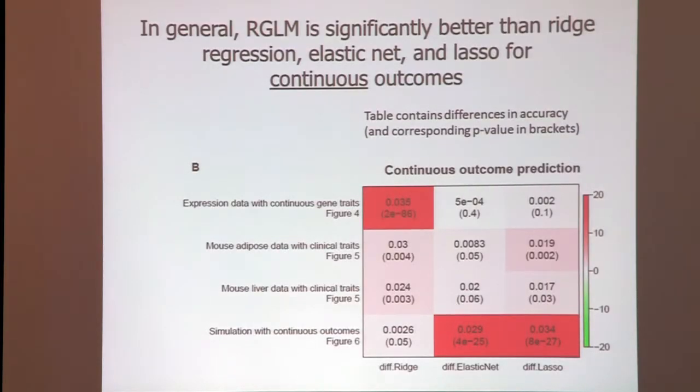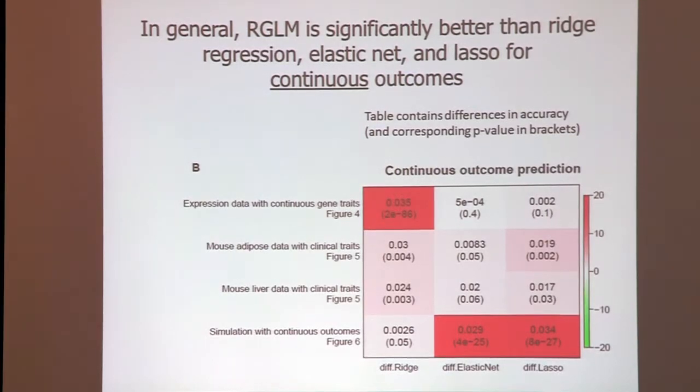Oftentimes these methods work well in cross-validation, but when you use a true test set, the accuracy is much, much lower.